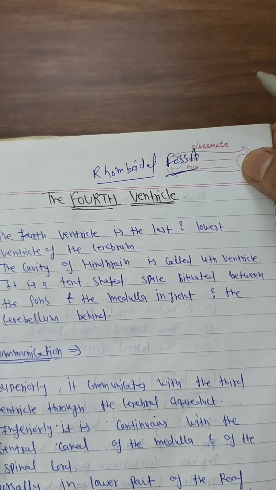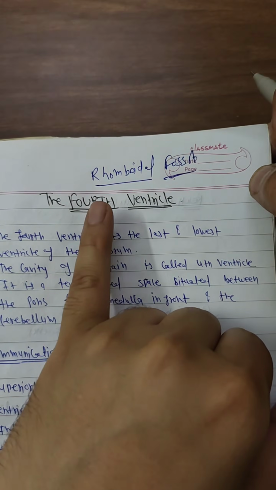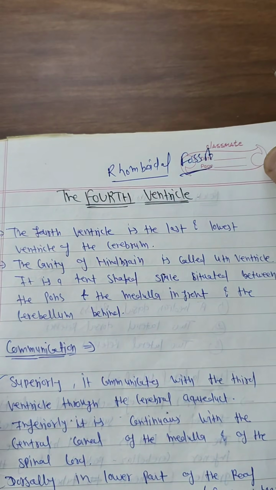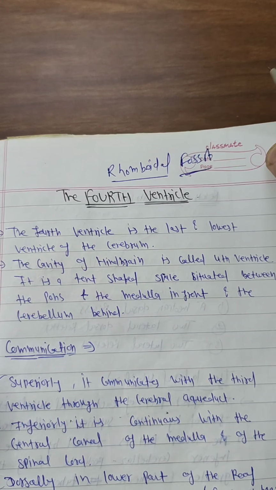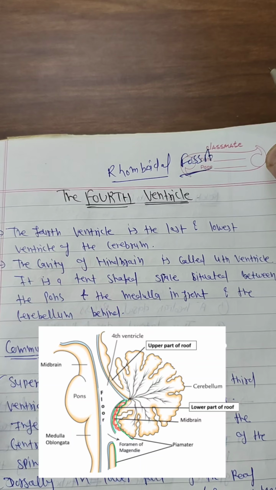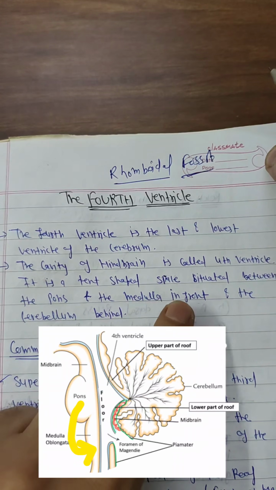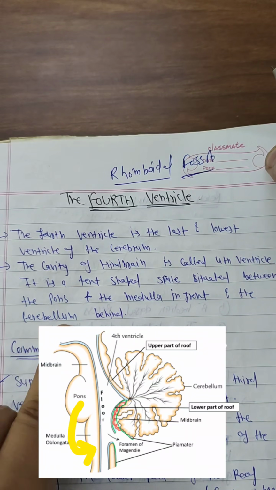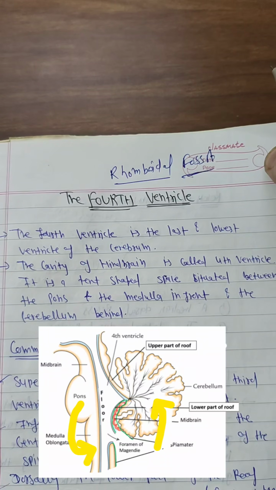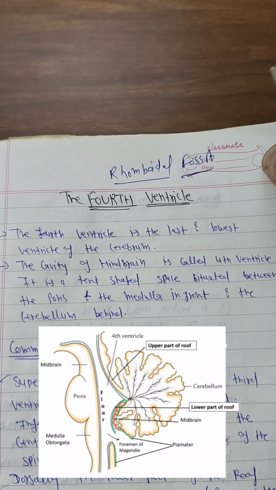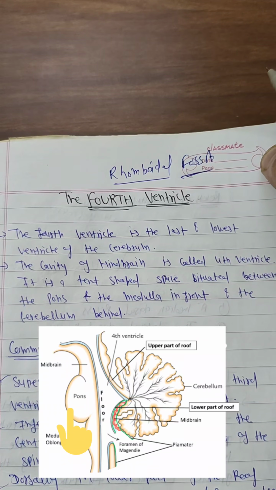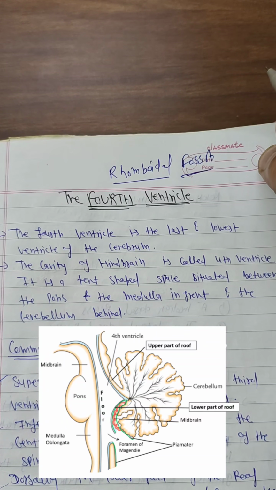Now come back to the fourth ventricle. The fourth ventricle is also known as the rhomboidal fossa. Anteriorly it is related to the pons and medulla, and posteriorly it is related to the cerebellum, as you can see in this diagram.